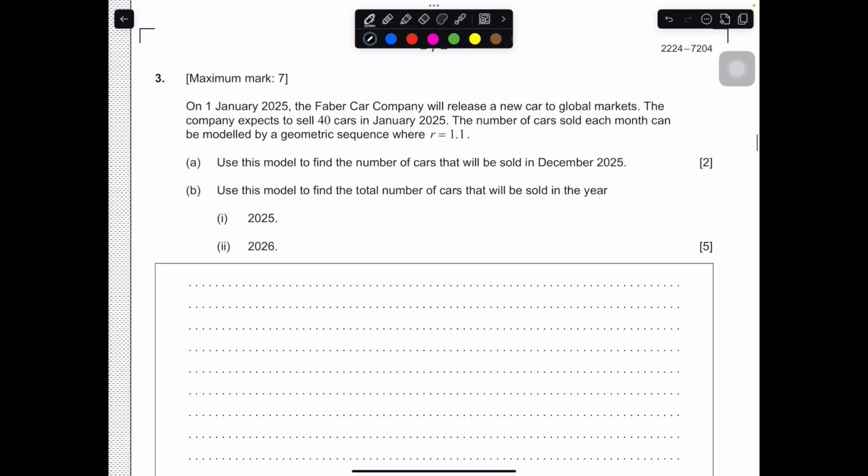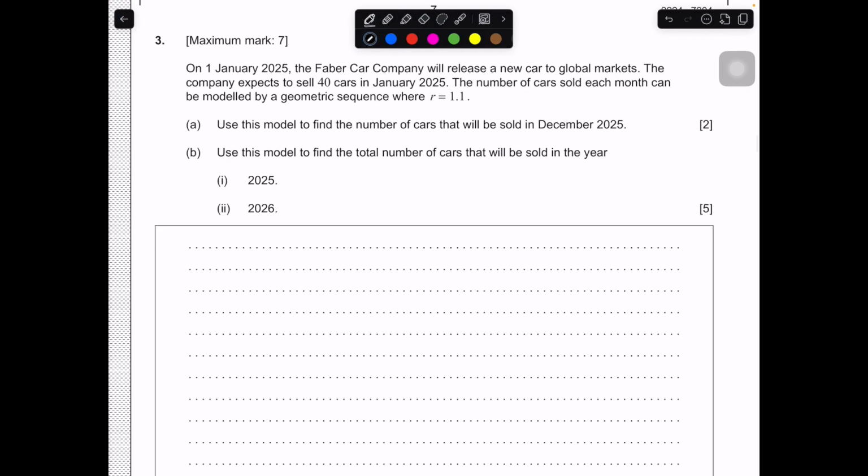So, what do we know? We know that the company expects to sell 40 cars in January. So in the first month, they're going to sell 40 cars. And then each month after is 1.1 times as much, or 10% more, I suppose. So they're asking us to use this model to find the number of cars sold in December 2025. All right, not too bad.